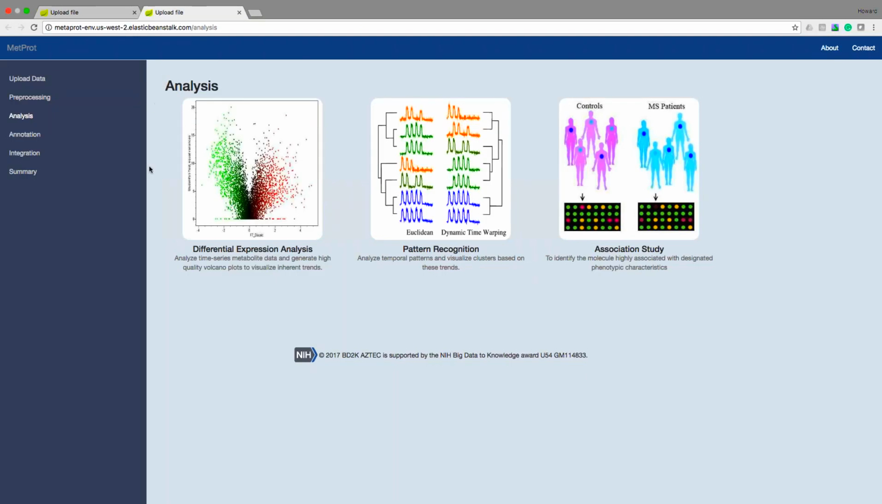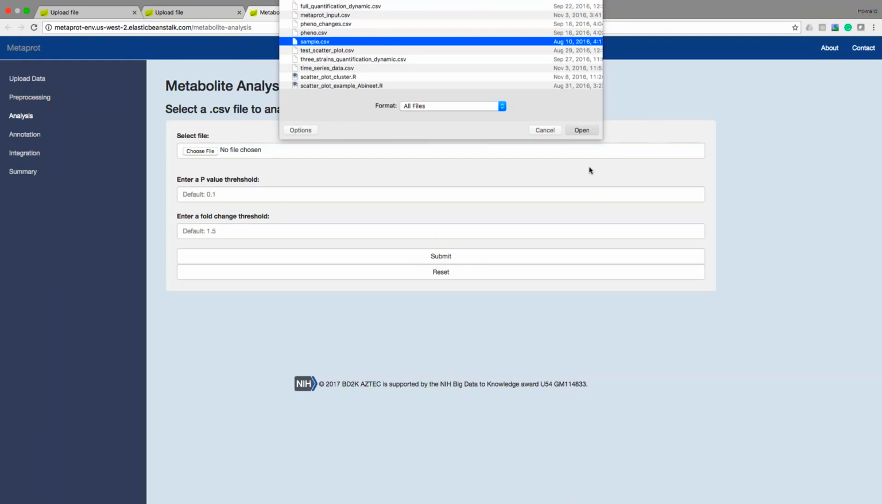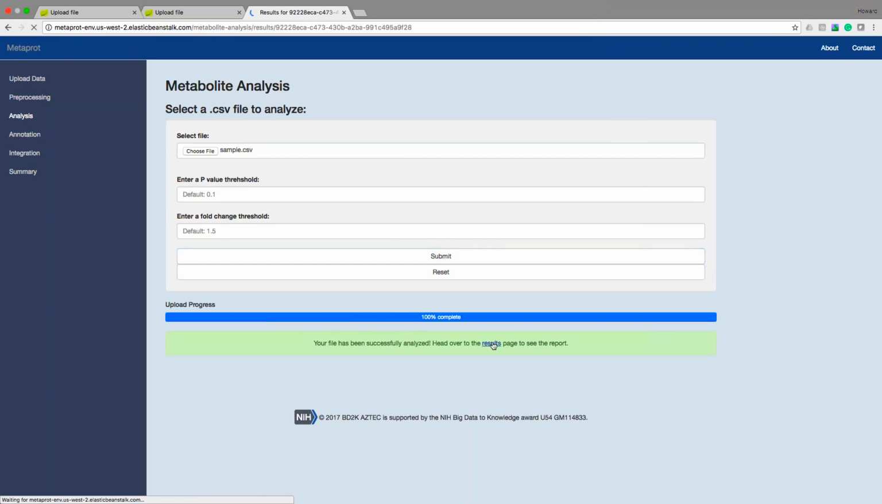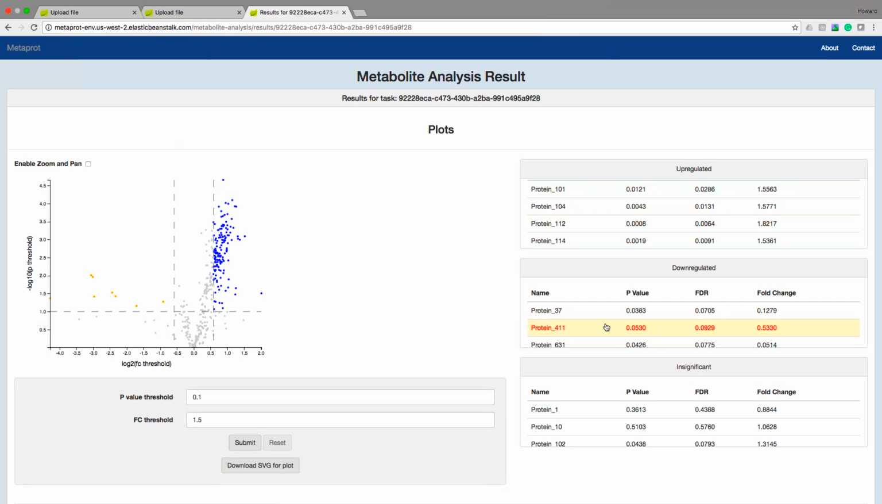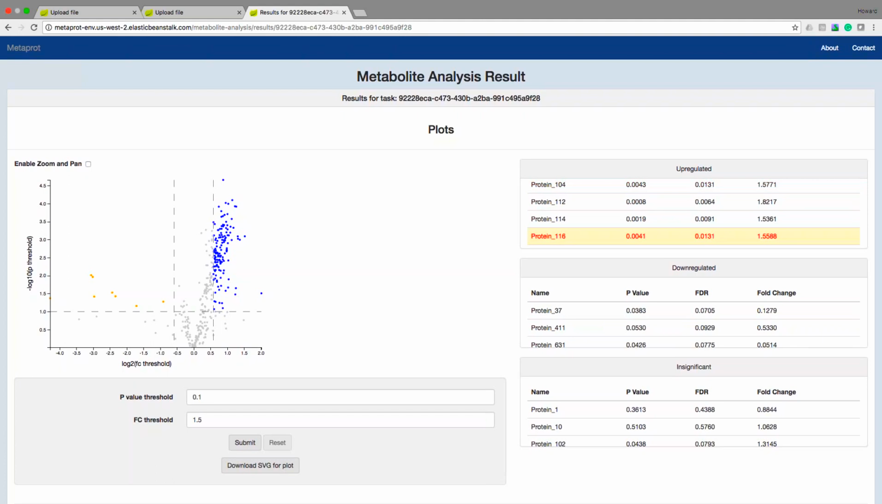And if you go to analysis, so far we have two components implemented: differential expression analysis and pattern recognition. In the differential expression analysis, it performs the t-test and utilizes fold change to create the volcano plot, and all the upregulated and downregulated molecules, either proteins or metabolites, will be listed in here. And by clicking each molecule, it will highlight that molecule.